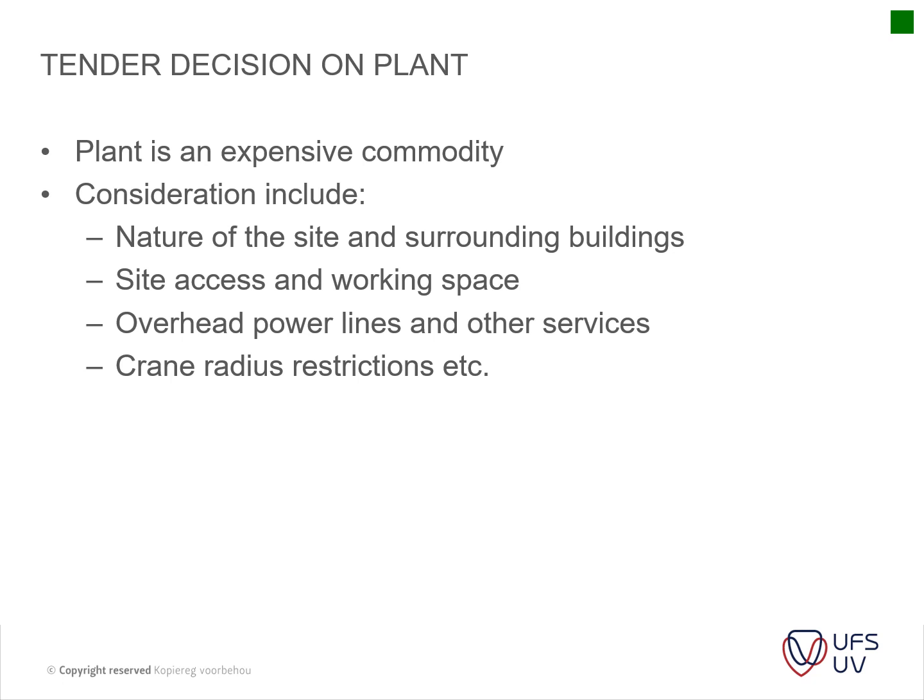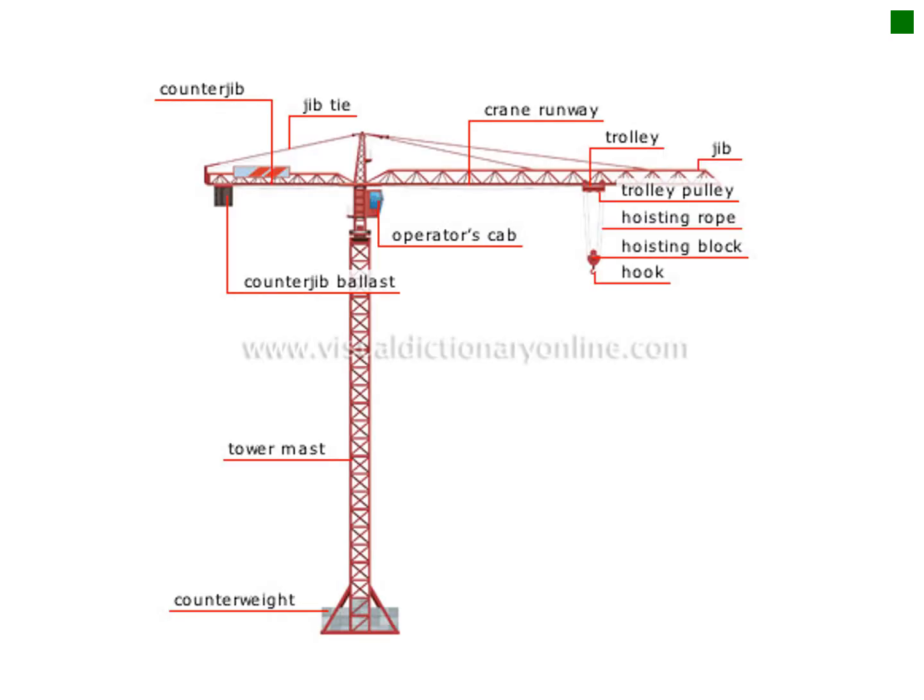Then the tender decision on plant. Plant is an expensive commodity, and you need to consider certain items like the nature of the site, the surrounding buildings, site access, working space, overhead power lines, and other services. Then you have your crane radiuses that you need to consider, for instance, as well. We'll do that now in the next example. We'll have a look at it.